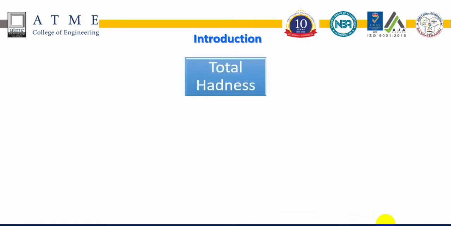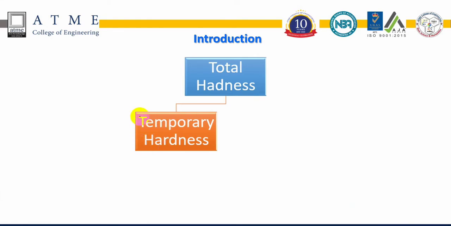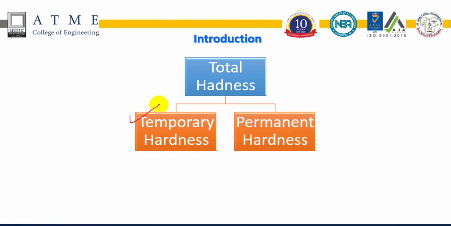So the total hardness is classified into two types: temporary hardness and permanent hardness. Why temporary hardness? The name says it all. It is a temporary hardness which can be removed easily through a simple boiling process.